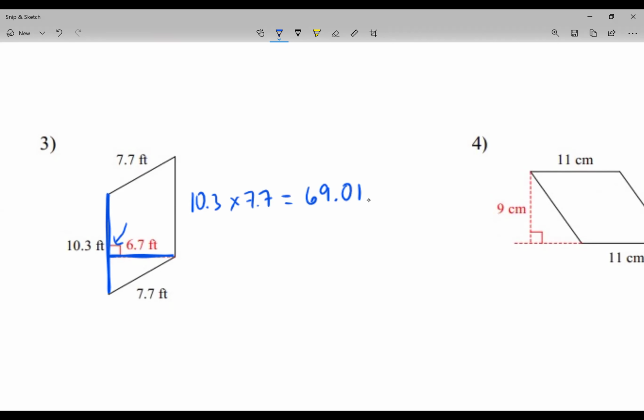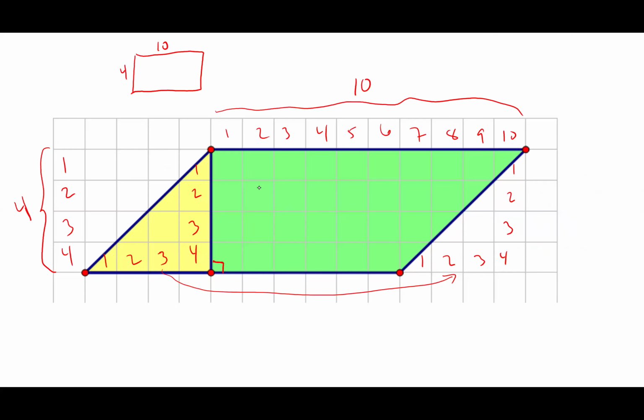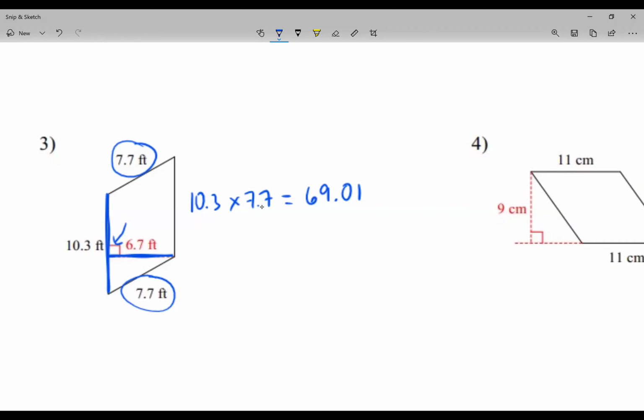Now, you guys might be wondering, what are we going to do with this 7.7? Remember the figure that I just showed you earlier, when I had a parallelogram like this, my slanted measurements, I never used. Now, when we go back to our homework, the 7.7, those are the slanted measurements. I'm not going to use those. I'm just looking at the two numbers that make the 90-degree corner. Nice.